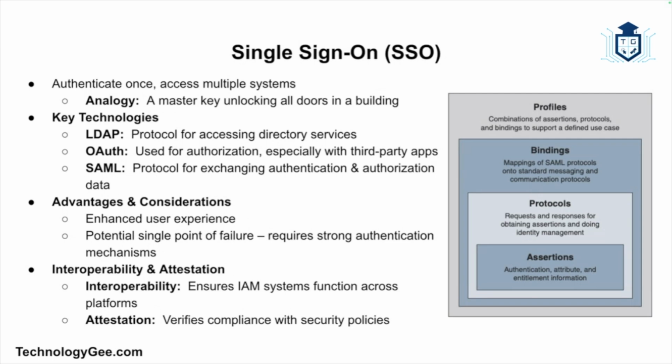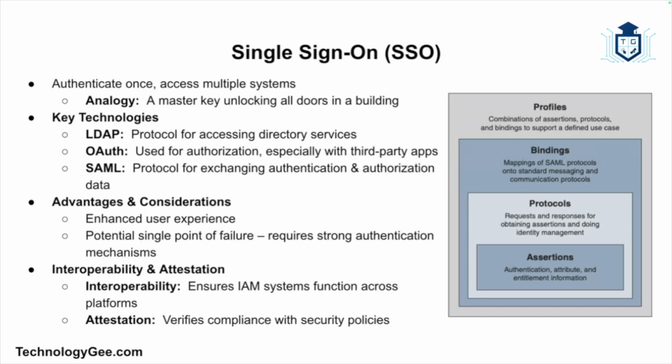All right, moving on to single sign-on, or SSO. Single sign-on allows users to authenticate once and gain access to multiple systems. So imagine unlocking all the doors in a castle with only one master key. And some of the key technologies involved are LDAP, which is a protocol for accessing directory services. Then we have what is called open authorization, which is used for authorization, often between third-party applications. And then we have security assertion markup language, which is a protocol for exchanging authentication and authorization data. So SSO basically enhances user experiences, but can be a single point of failure. So you always want to pair it with strong authentication mechanisms.